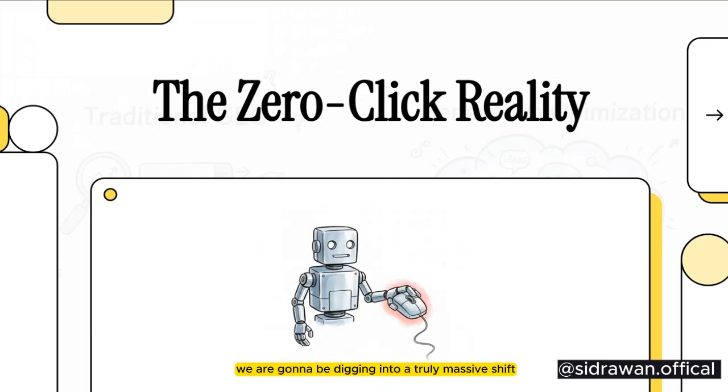We are going to be digging into a truly massive shift happening right now in how information is discovered online. We're literally moving away from the era of traditional search clicks and diving headfirst into the age of AI-synthesized answers. If you've been wondering how to get your content, your brand, or your business recognized by tools like ChatGPT, Claude, and Google AI Overviews, well, you're in exactly the right place. We've got a fantastic visual explainer lined up for you, so let's just jump right in.